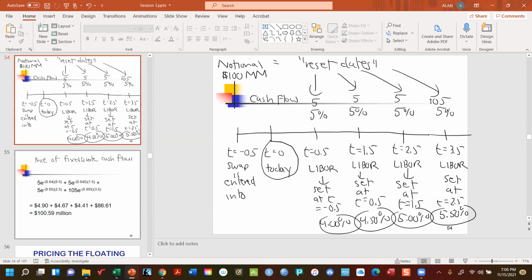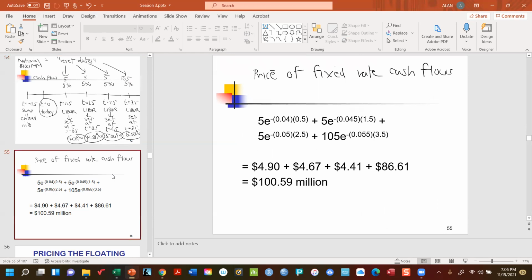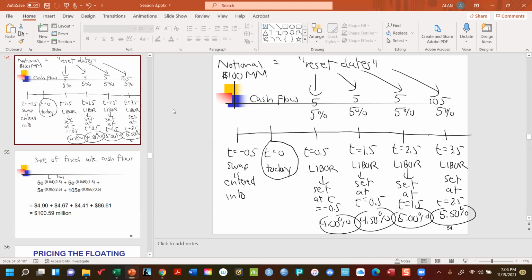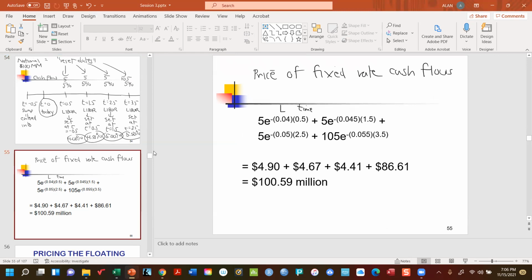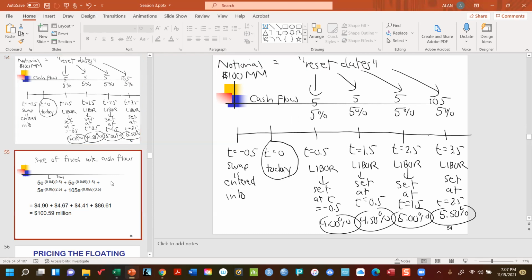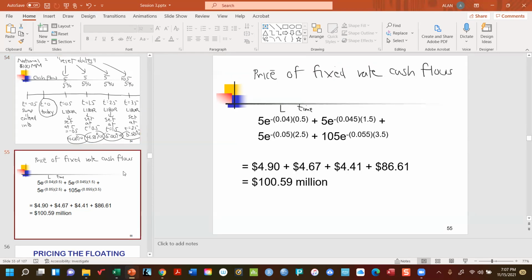Okay, so let me just show you how that would be done. In each of these cases, this is the LIBOR rate, and this is the time. So in other words, the 6 months from today LIBOR rate is 4%. Then the LIBOR rate 1.5 years from today is 4.5%, and the time is 1.5 years in the future, and so on. And remember, in this last case, we've got 105 instead of 5.